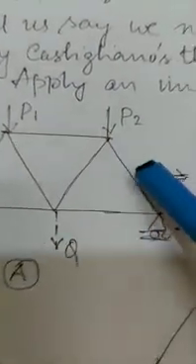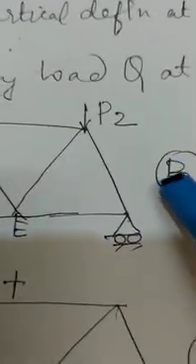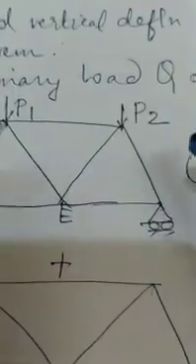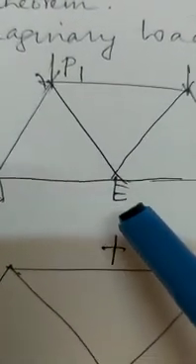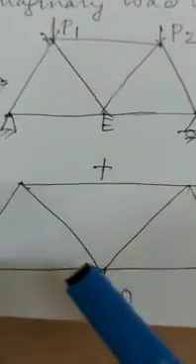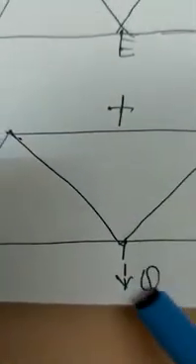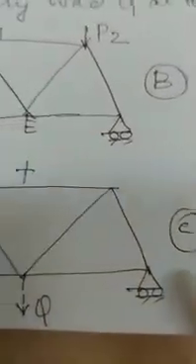Now this given truss can be considered as equivalent to two systems. Suppose we call this system A. It is equivalent to the sum of system B and system C. What is system B? System B is nothing but the truss with the given loads P1 and P2, without the imaginary load at E. System C represents the same truss under the action of only that imaginary load Q. So system B plus C will be nothing but system A.